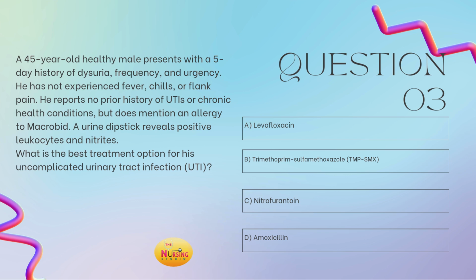And that should say complicated UTI. Is it A, levofloxacin? Is it B, Bactrim? Is it C, nitrofurantoin? Or is it D, amoxicillin? Take a moment to tell me what you got.